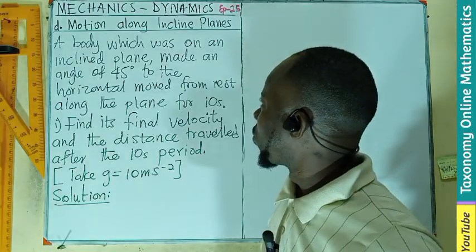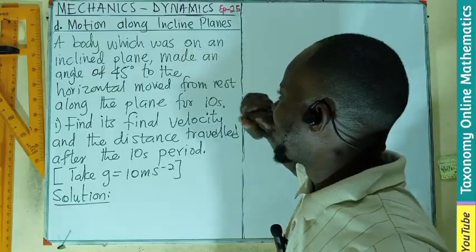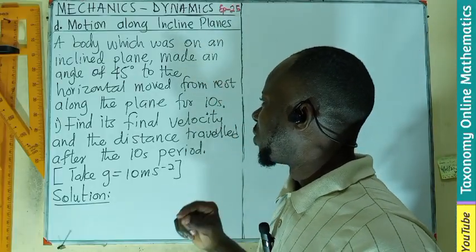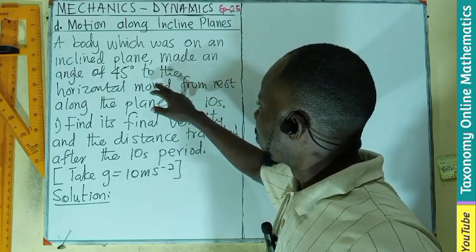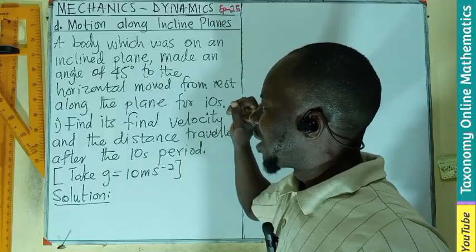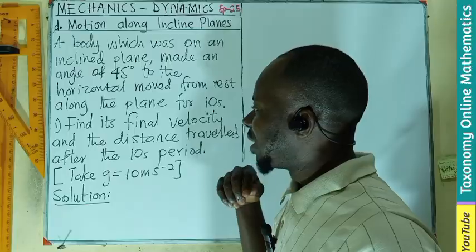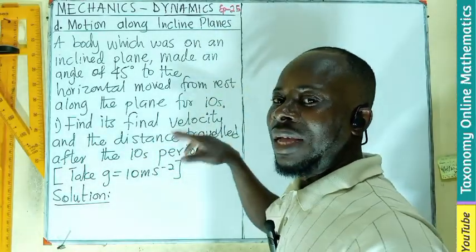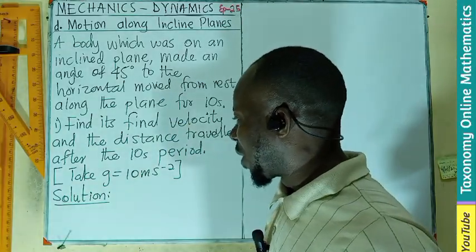A body which was on an inclined plane, making an angle of 45 degrees to the horizontal, moved from rest along the plane for 10 seconds. We have to find its final velocity and distance traveled after the 10 seconds period. Remember the tutorial we talked about?